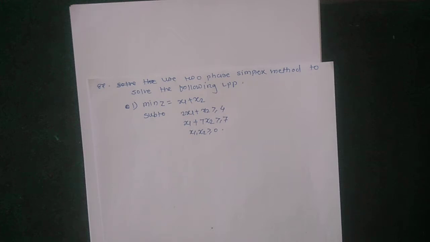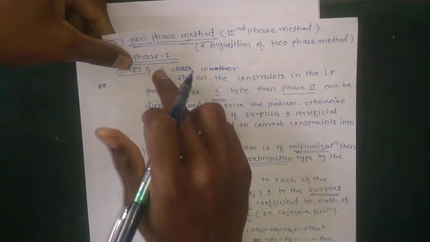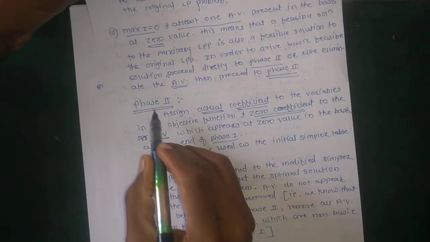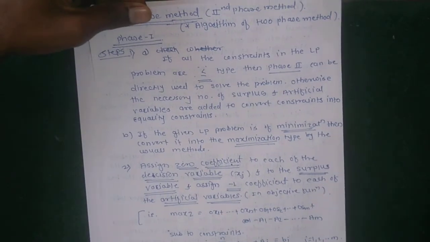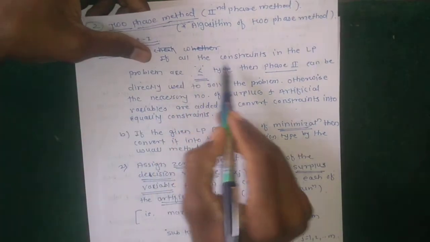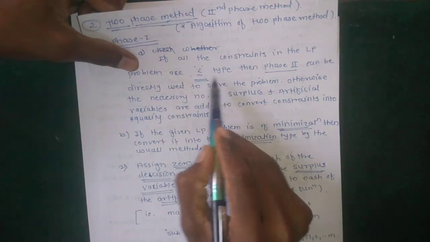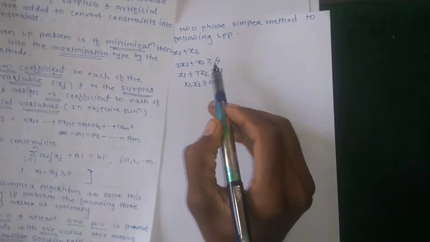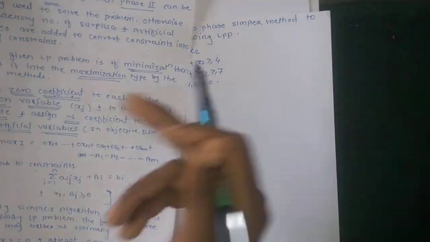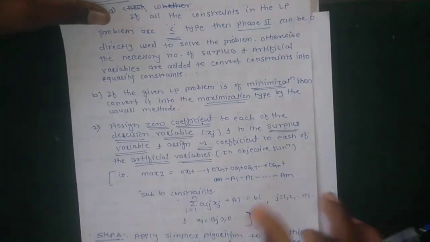So what is the two-phase method? In the two-phase method there are two parts, phase first and phase second. Before that, if all constraints of the LP problem are less equal type, then phase second is used directly, but here all constraints are greater equal type, so we use the phase first method.